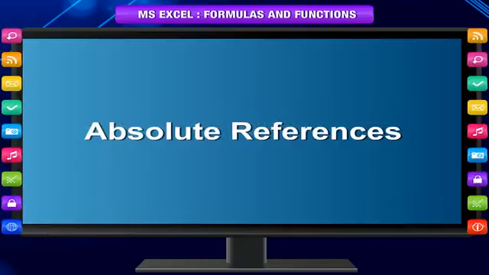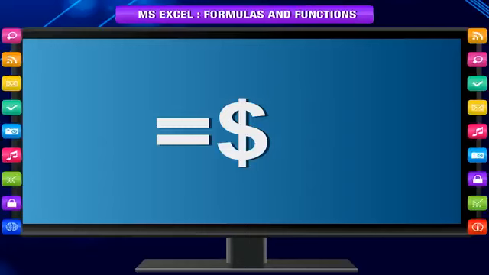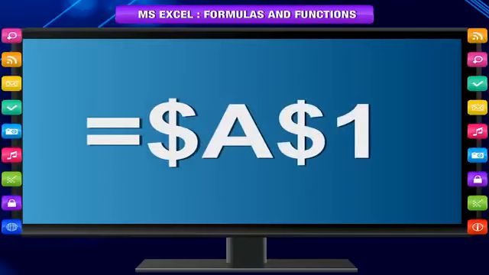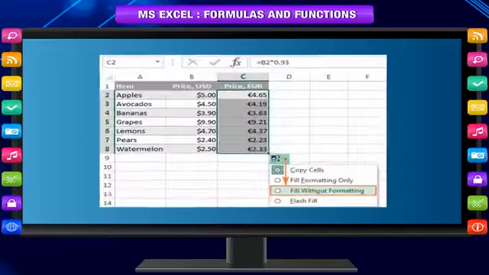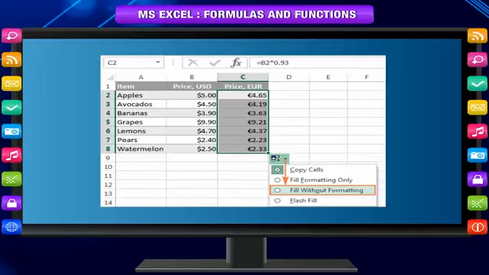Absolute references. We put a $ sign before the column letter and before the row number to make the reference absolute. An absolute cell reference in a formula such as $A$1 always refers to a cell in a specific location. If you copy or fill the formula across rows or down columns, the absolute reference does not adjust.